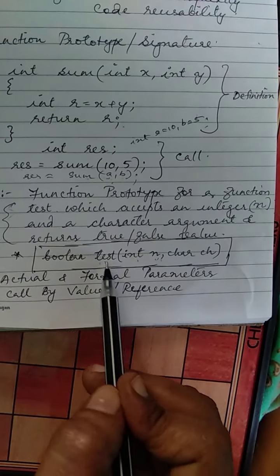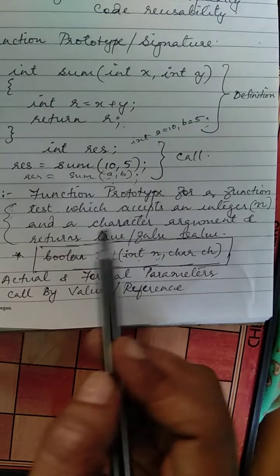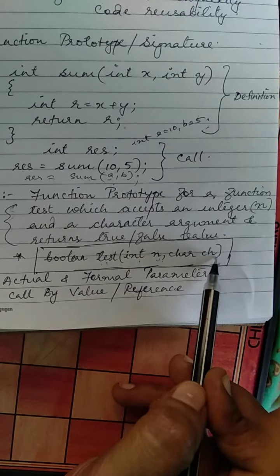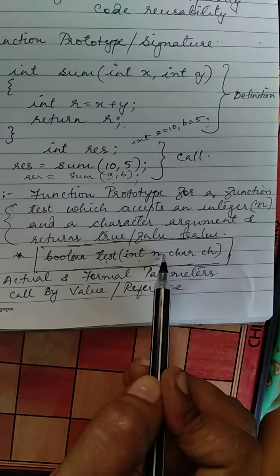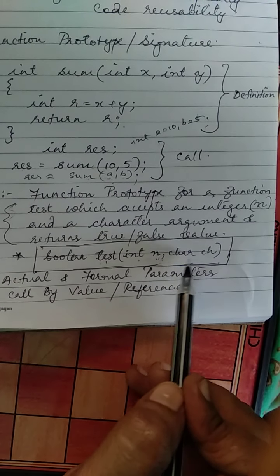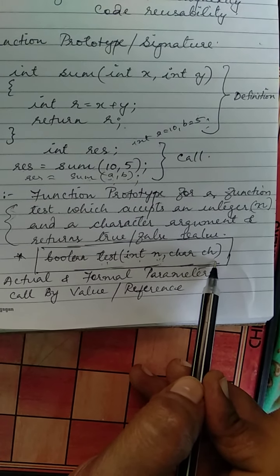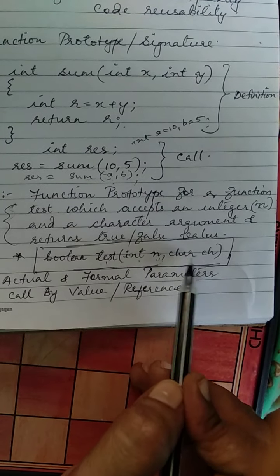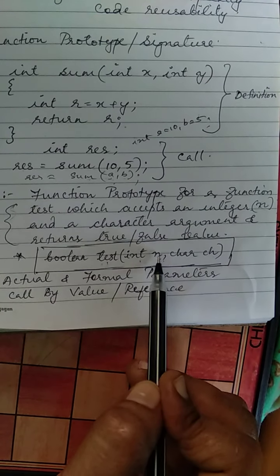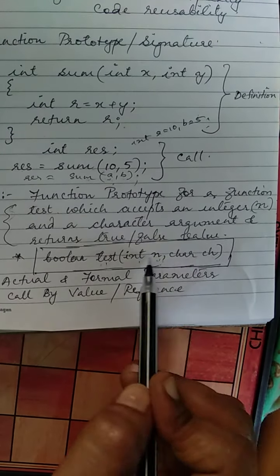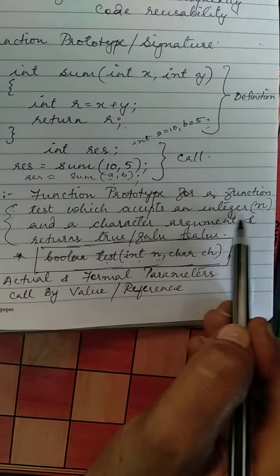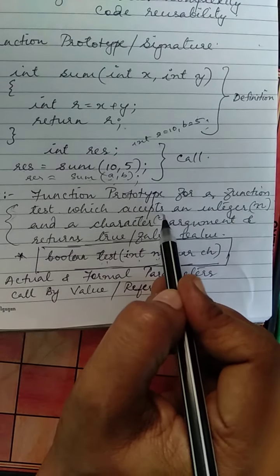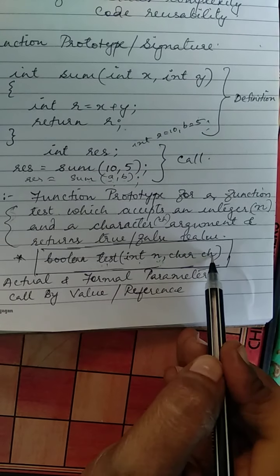So the name of the function is test. Then it accepts an integer and a character argument. So in parentheses, what do you have to write? Integer argument, comma, character argument. Don't write character. The data type to represent character is char. Char space this variable name. See, I told you these variable names are not compulsory, but if they are given in the question like this, if character ch is given, then definitely you have to write like this.